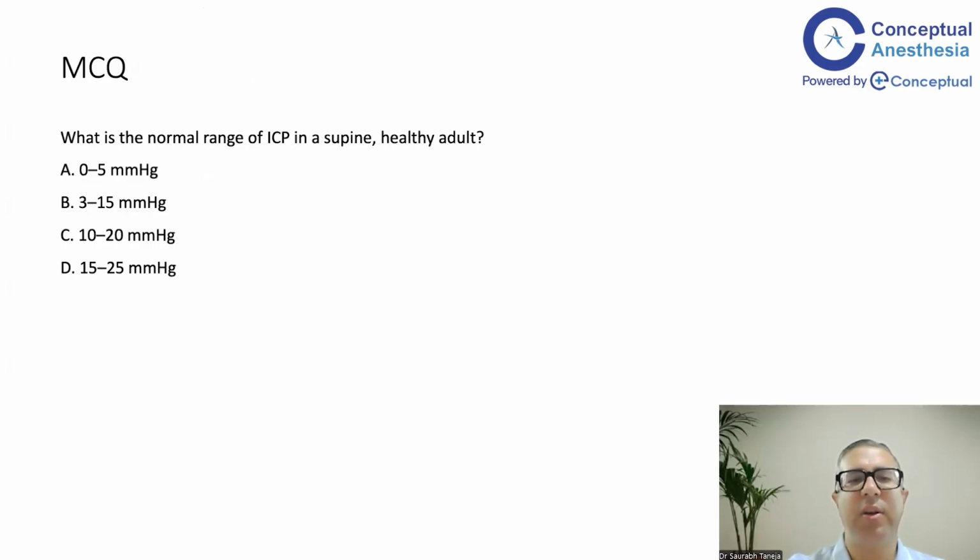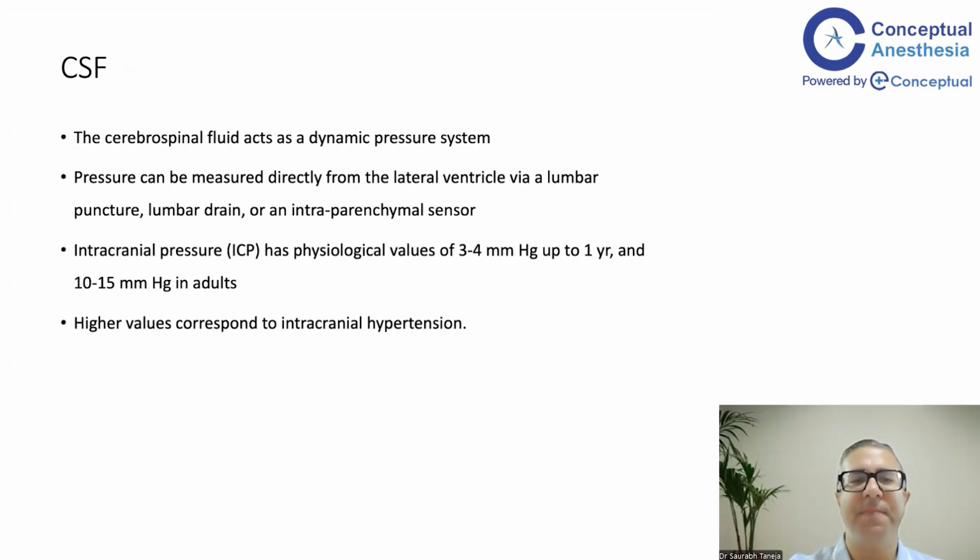So the very basics: what is the normal range of ICP in a supine healthy adult? The correct answer is 3 to 15 millimeters of mercury. Cerebral spinal fluid acts as a dynamic pressure system, and the CSF pressure can be measured directly from the lateral ventricle, via a lumbar puncture, a lumbar drain, or an intraparenchymal sensor. The physiological intracranial pressure is around 10 to 15 millimeters of mercury in adults, and higher values correspond to intracranial hypertension.